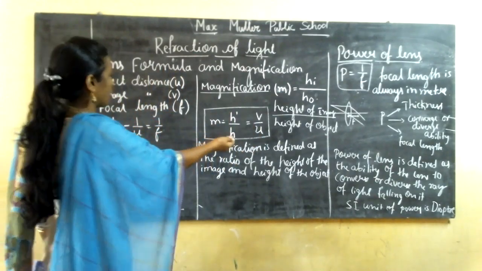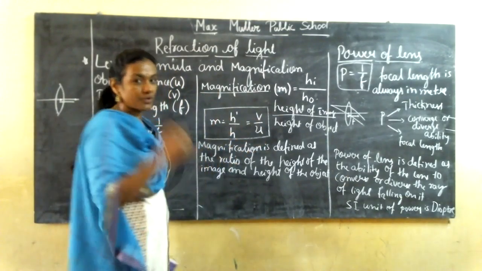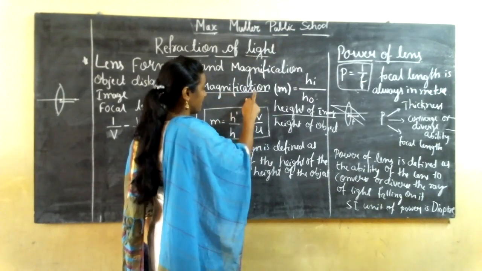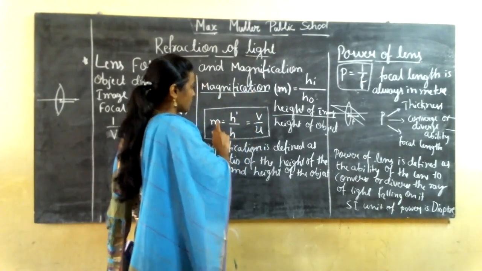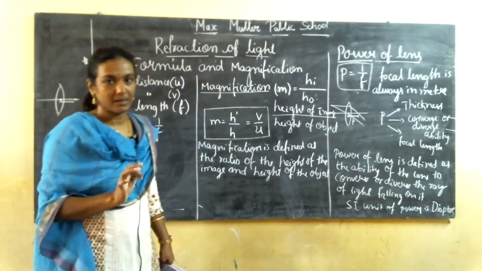U is what here? Object distance. V is what here? Image distance. So this is the image and this is the object. So that equals V by U. This is the relation between magnification and the object and the image here.